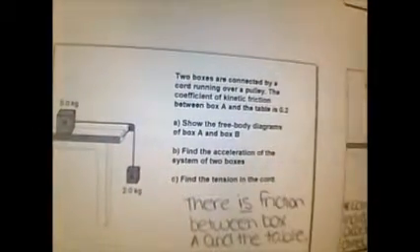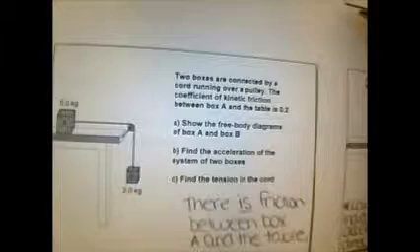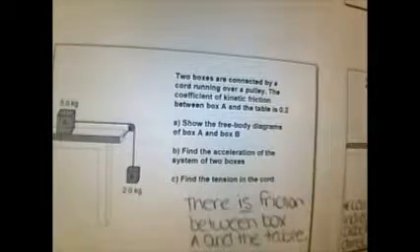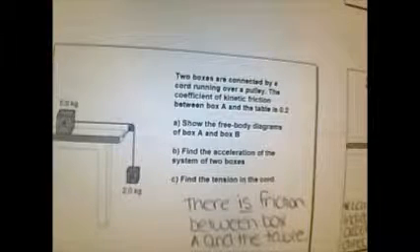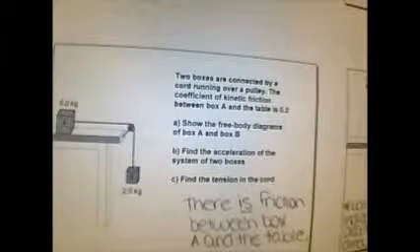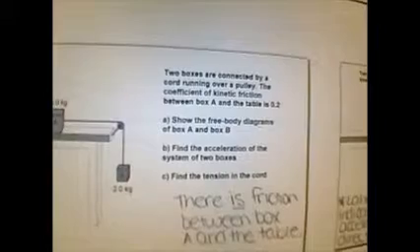Now on to the last problem. Two boxes are connected by a cord running over a pulley. The coefficient of kinetic friction between box A and the table is 0.2. Show the free body diagram of box A and box B. Find the acceleration of the system of two boxes. And find the tension in the cord.